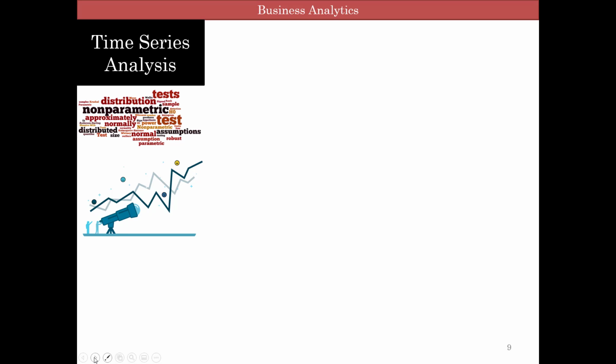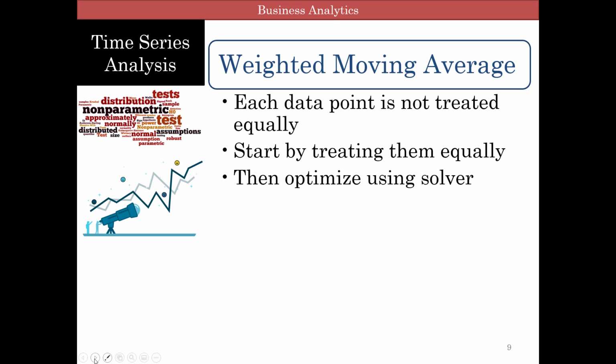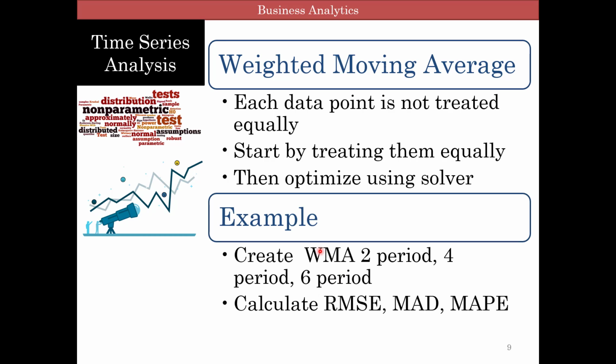Now we're going to discuss a second kind of method, we call it weighted moving average. The difference between simple moving average and weighted moving average is that in simple moving average, each data point, whether it's 2 periods or 4 periods or 6 periods, is treated equally, weighted equally. In 2 period moving average, each data point is given 50% weight. In a 4 period moving average, it's 25%. But in weighted moving average, you are looking at a way to reduce your error and therefore weighting the data points differently. So let's look at doing WMA for 2 period, 4 period, 6 periods and calculate the errors.